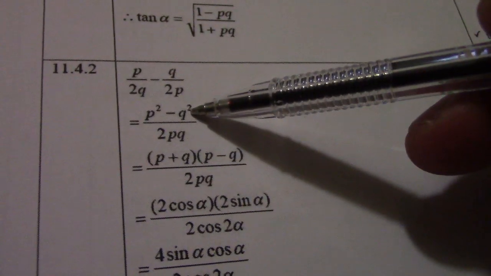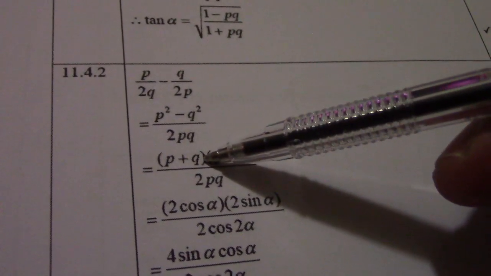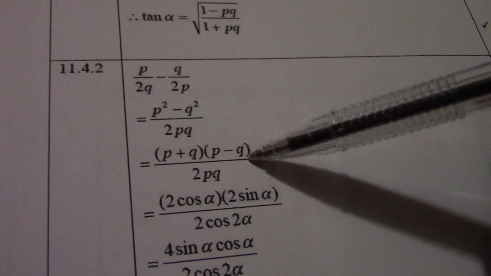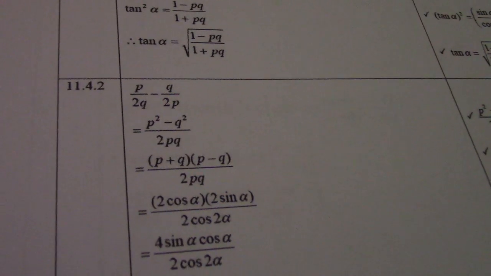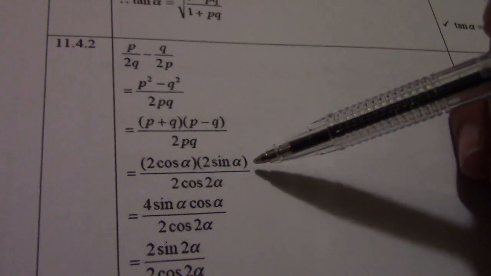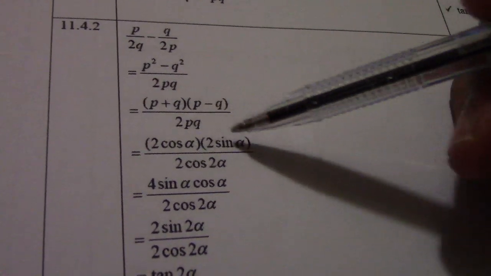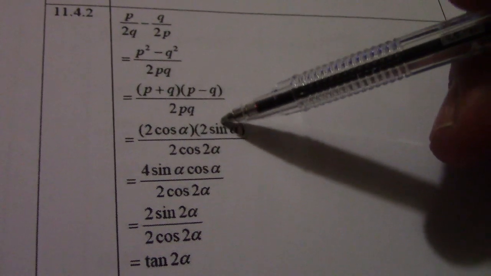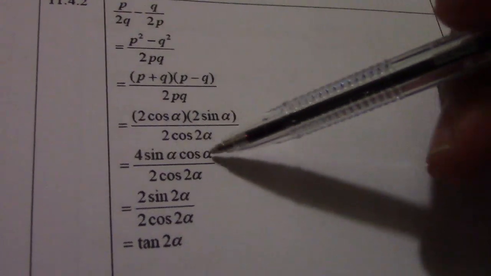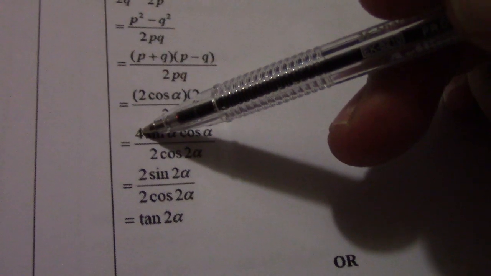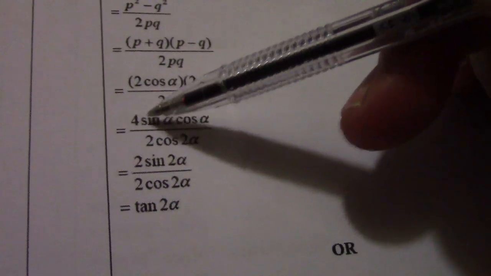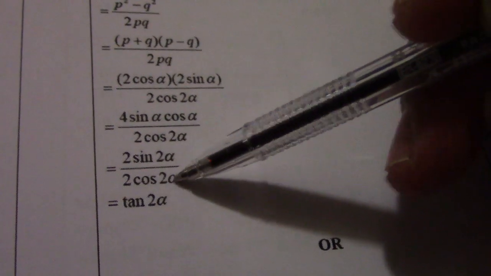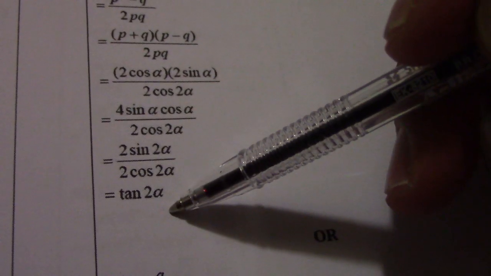P squared minus Q squared can then be factorized to P plus Q times P minus Q, a difference of 2 squares. From our previous example, you should know P plus Q is 2 cos alpha and P minus Q is 2 sin alpha. Over 2 cos alpha, if I multiply out, 2 times 2 gives me 4 sin alpha cos alpha. That can now be expressed as 2 sin alpha cos alpha, or sin 2 alpha. So I can make that 2 times 2 and make this a double angle. So that becomes 2 sin 2 alpha over 2 cos 2 alpha, which then gives me tan 2 alpha.